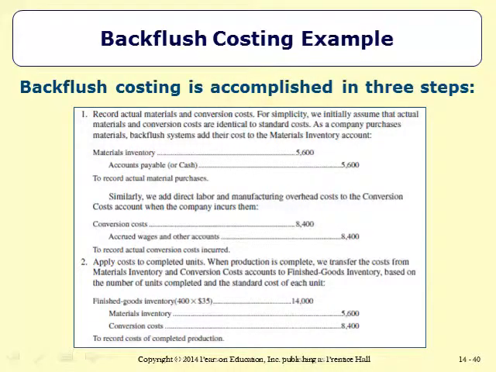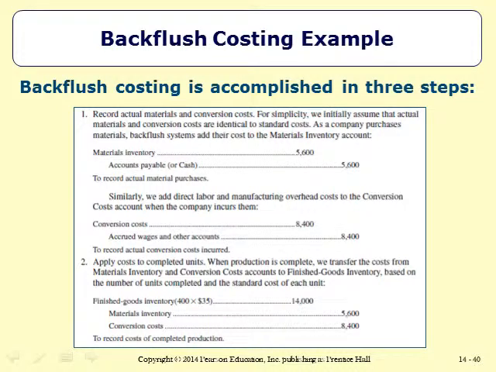And so here again we see the journal entries that would be recorded as a result of the transactions that we just talked about. So for item 1, we record the actual materials and conversion costs as a debit to materials inventory and a credit to accounts payable. Similarly, we add the direct labor and manufacturing costs to conversion costs with a debit to conversion costs and a credit to accrued wages and other accounts. Then we apply these costs in step 2 to units completed.